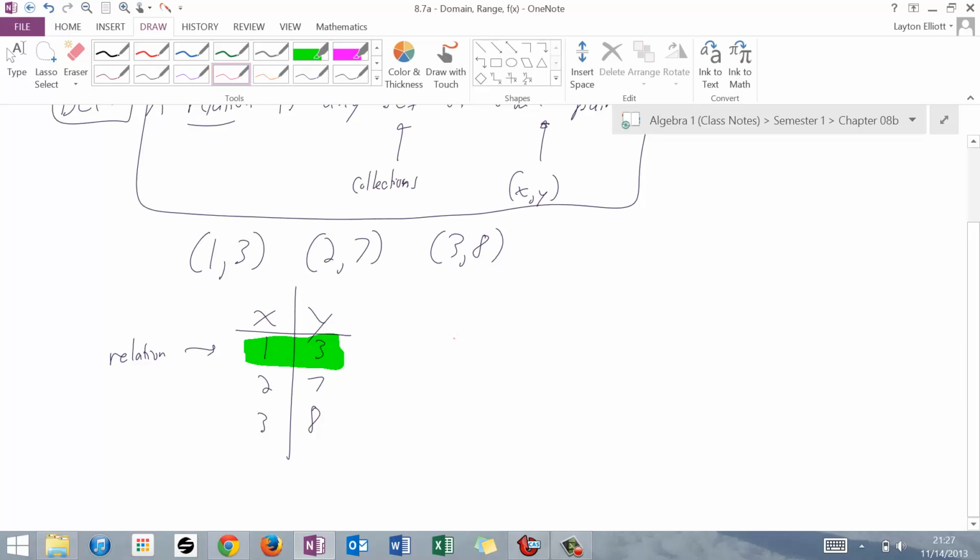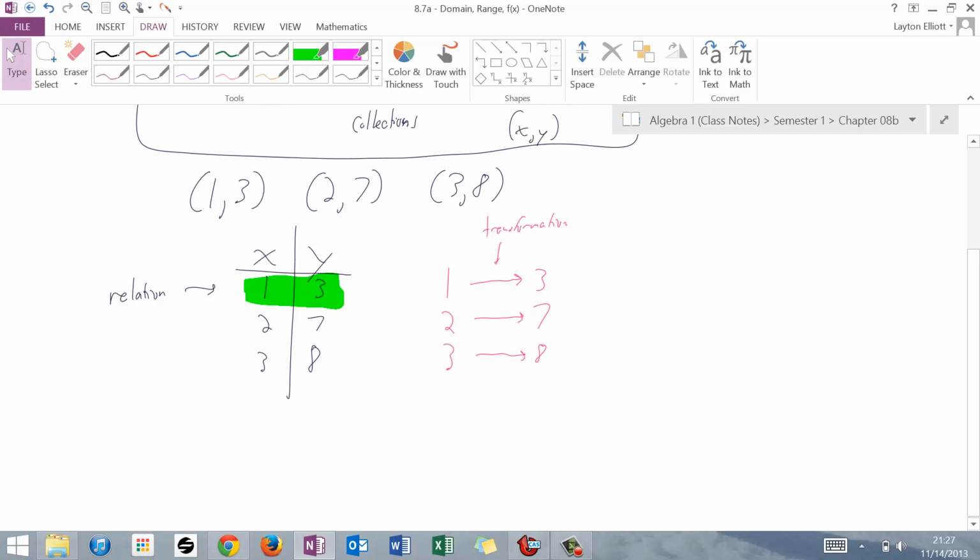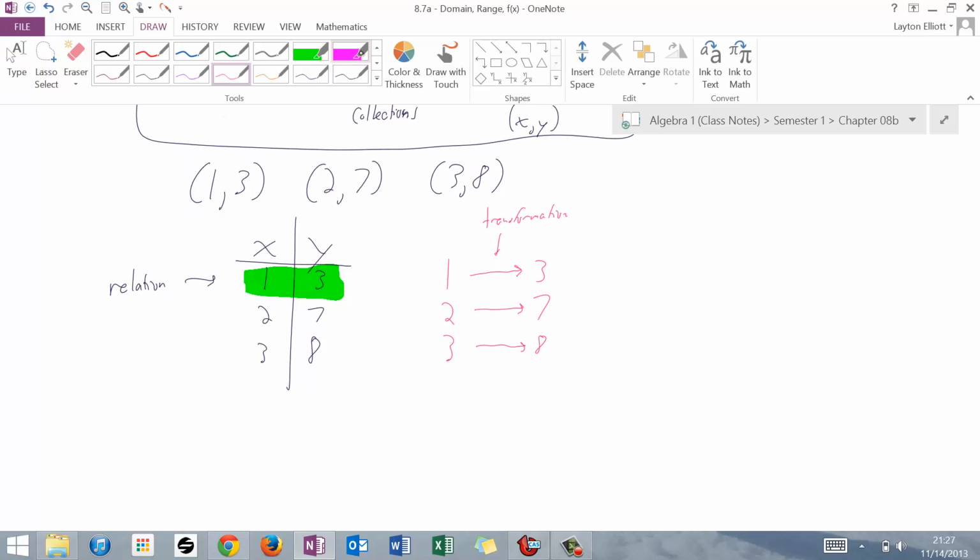Another way to show this is that 1 is transformed into 3. 2 is transformed into 7, and 3 is transformed into 8. And this right here is called a transformation. That word is actually used a lot in math. Transformation. So we have a name to actually mean all the left ones, all of the x's.